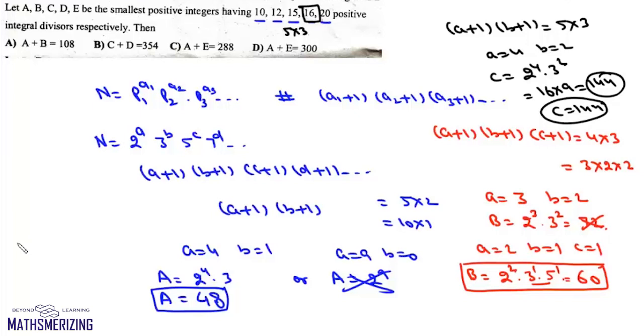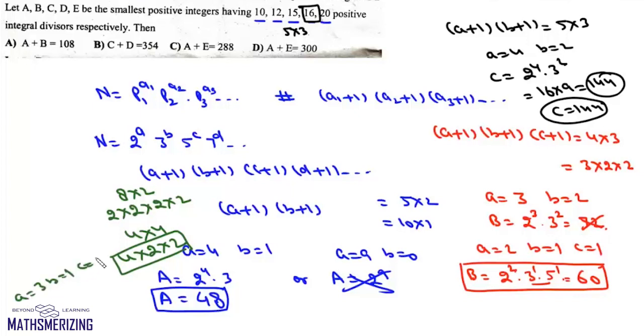Now for this 16, we have 4 possibilities. Either it can be 2 into 2 into 2 into 2, or it can be 4 into 4, or 4 into 2 into 2, or 8 into 2. Now we solve these 4 cases, we'll realize that minimum we'll get when it is 4 into 2. So value of A is 3, value of B is 1 and value of C is also 1. So this D will be 2 cube into 3 into 5, which is 120.